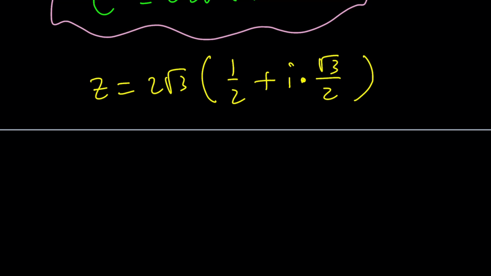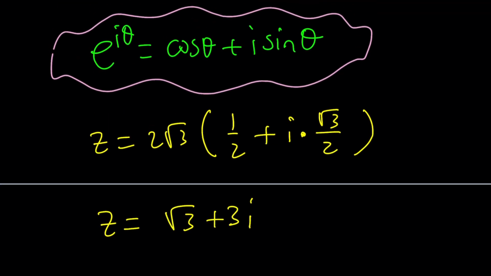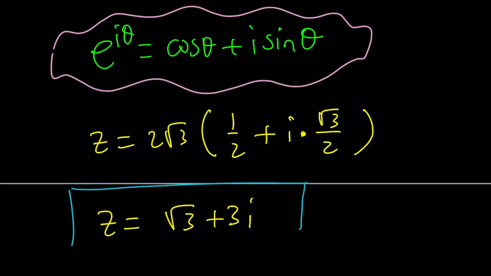Now distribute the 2 root 3. You're going to get root 3 plus 3i, because the 2 is going to cancel out, and root 3 times root 3 is 3. So that's the only solution that comes up from this, because there's only one solution to this equation. Make sense? Okay. Hopefully this made a lot of sense. We could also talk about a third approach which uses sine and cosine, but I think this is good enough for today. And this brings us to the end of this video.